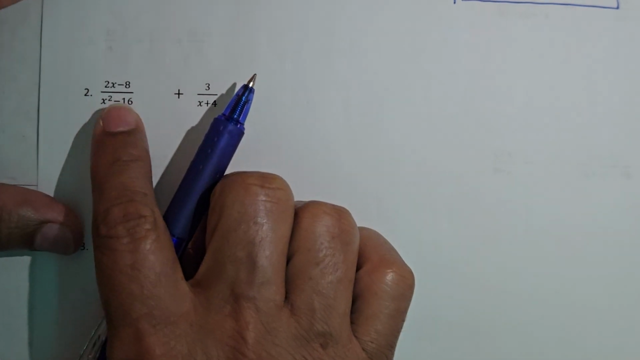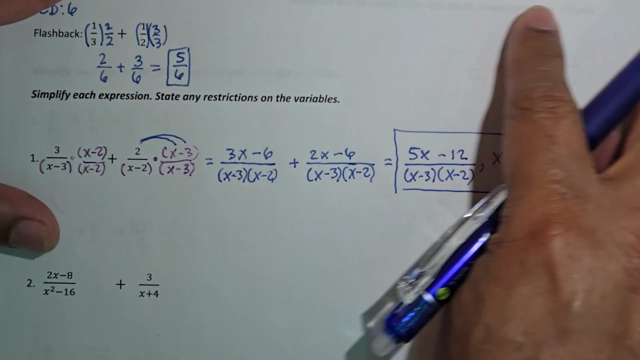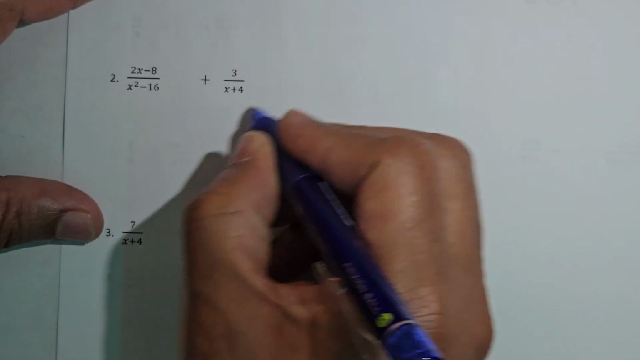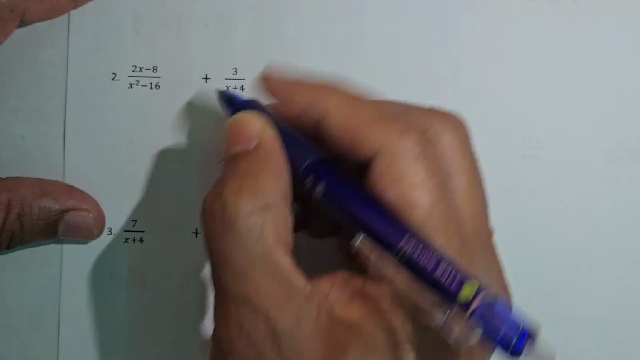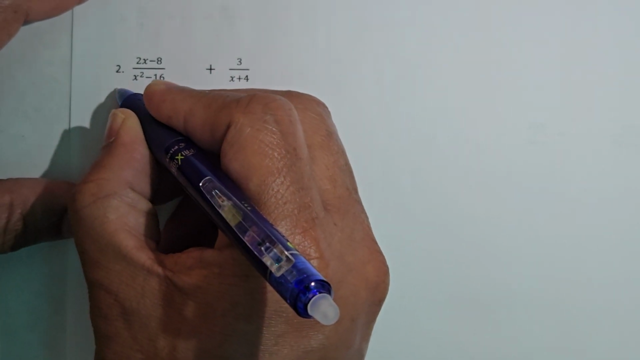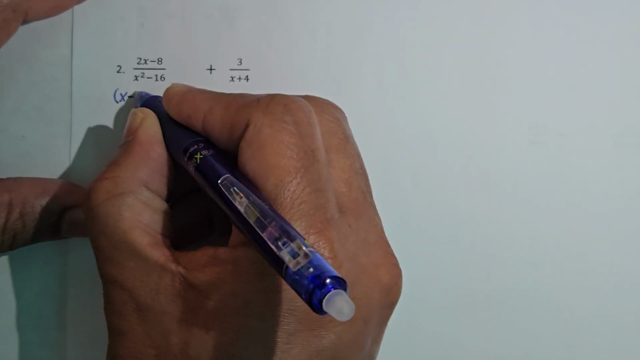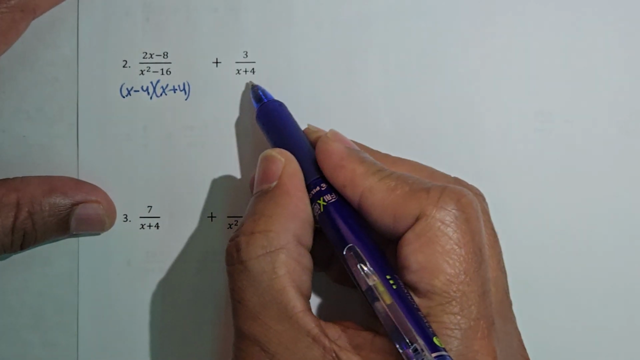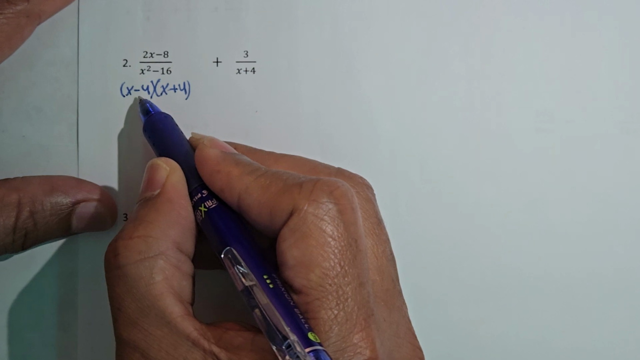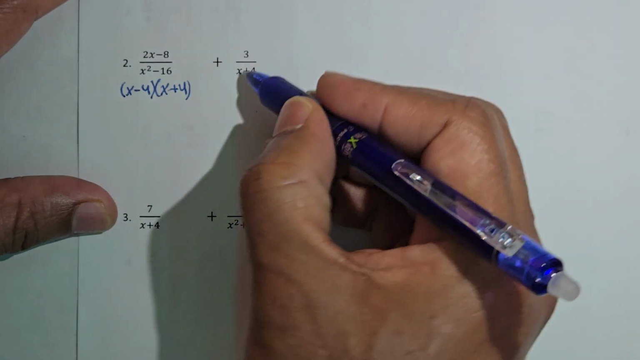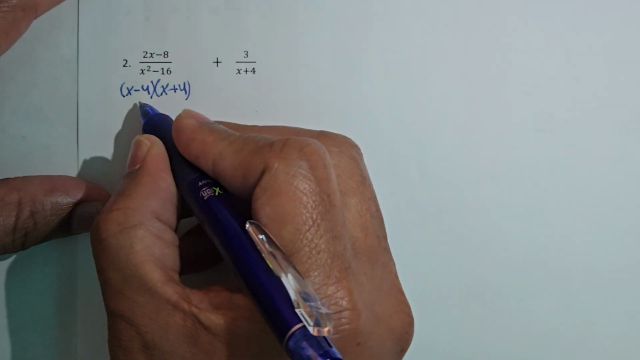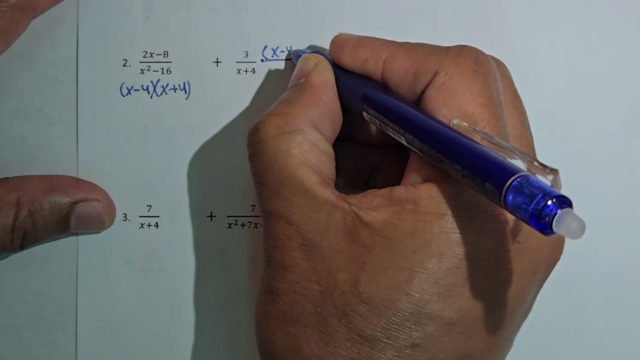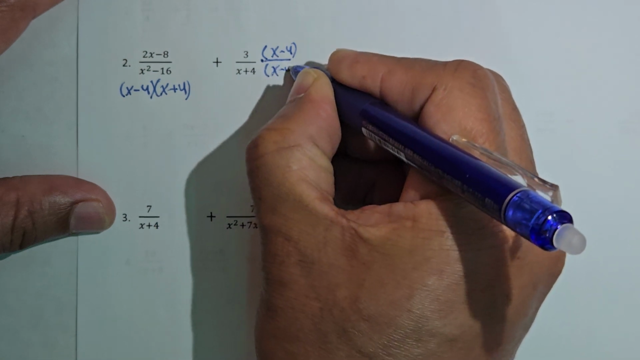This one is not in factor form, so let's factor it out. If you have something that looks like a quadratic, then factor it first, so you can see what the other one needs to be multiplied by. This is a difference of squares, which means we have x minus 4 times x plus 4. Now we can see that this one has the x plus 4 but doesn't have the x minus 4. So we can multiply this one by the x minus 4, which is what I'm going to do next: x minus 4 over x minus 4.